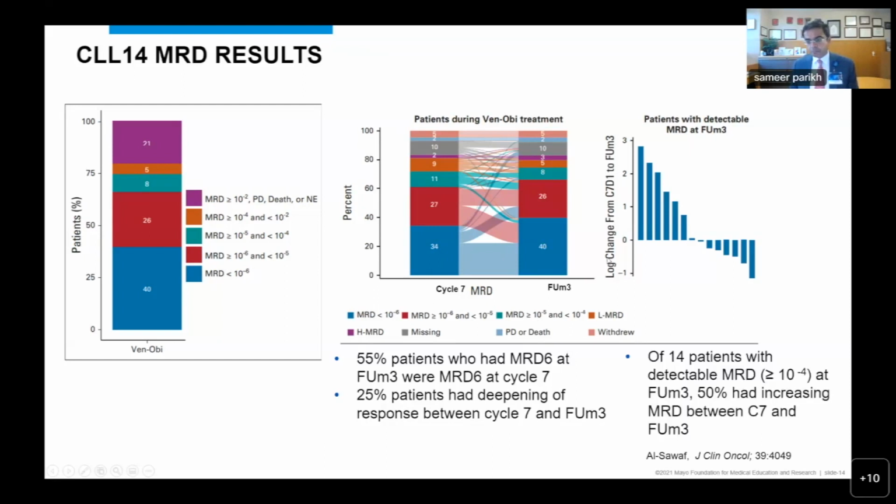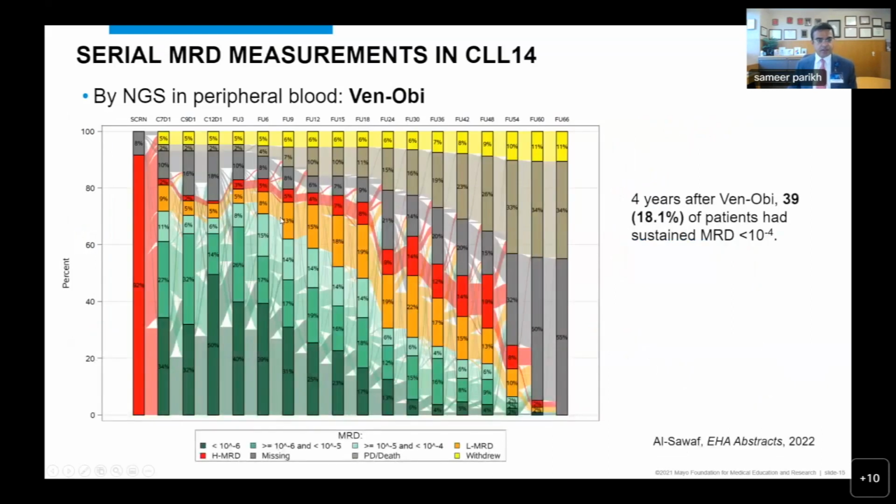In addition, similar to the data on the left, in the middle they looked at patients who had detectable MRD at 3 months following the end of therapy, and how many had increasing MRD levels, and that's about 50%, again suggesting that some patients may actually benefit from deepening therapy if they have not achieved MRD negativity by cycle 7 of treatment.